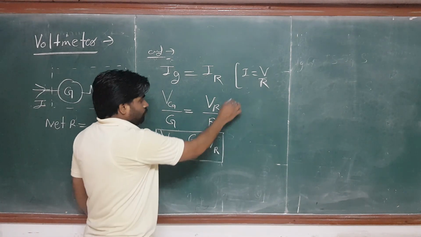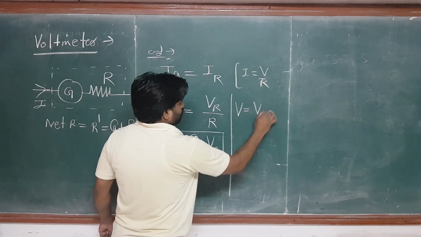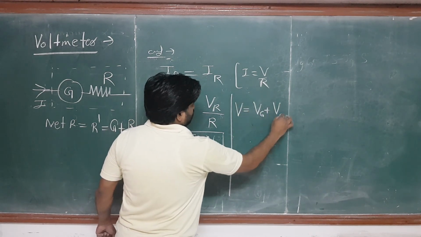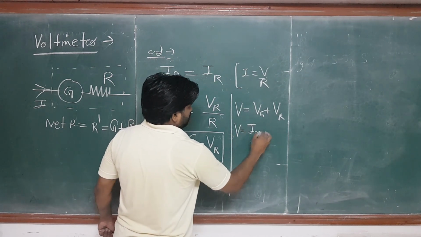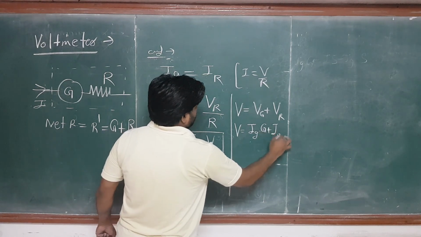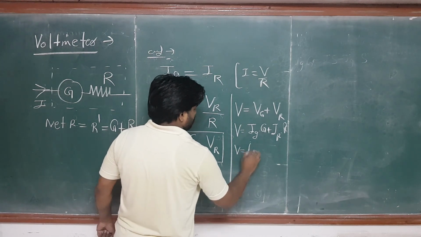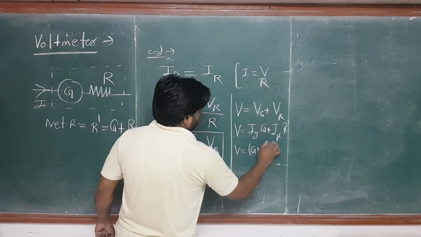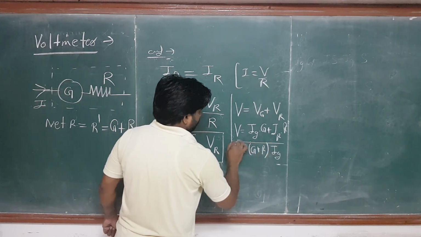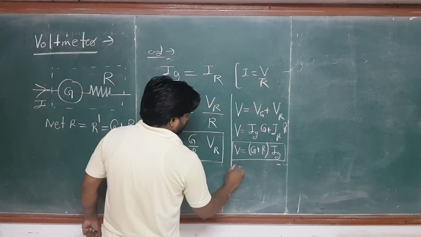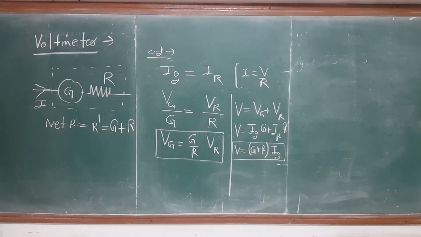You can also find the total voltage. The total voltage V is equal to Vg plus Vr. V is equal to Ig dot G plus Ir dot R, sorry, R, and V is equal to G plus R dot Ig. Then Ig is equal to 1 upon G plus R dot V. Right, so the chapter got completed.